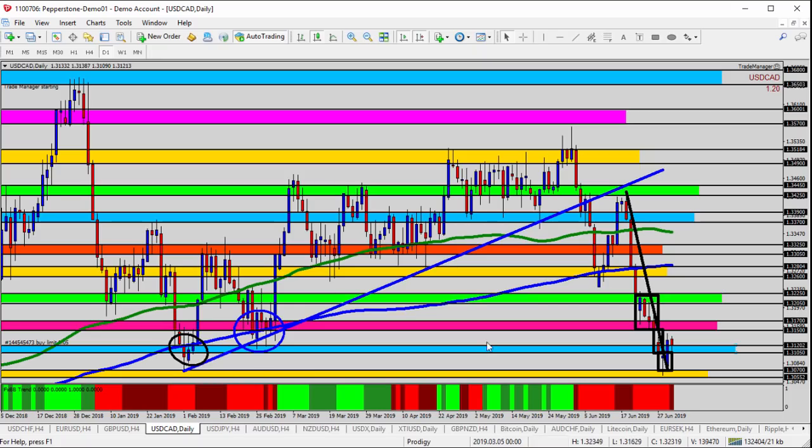I'm not saying that's going to happen now. We just need to be aware of the historical fact that this yellow zone has been a significant support level in the past and was the beginning of a previous uptrend. If it breaks through there, of course, we would look for a continuation of the downtrend.